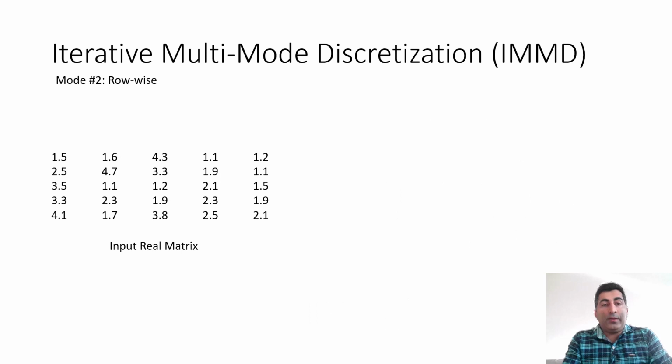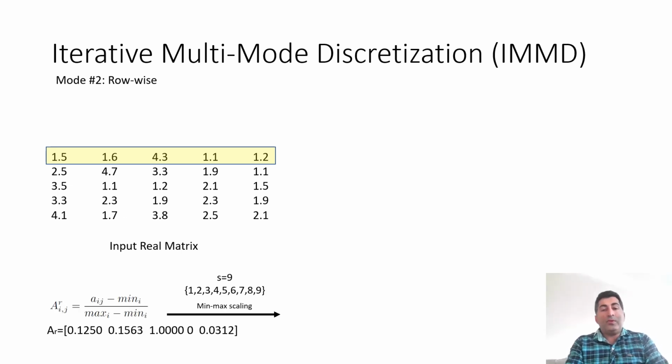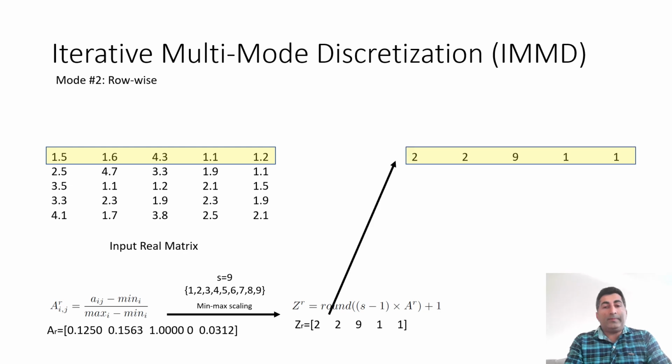In the next scenario, we do the same procedure for the row-wise. It means that we do normalization, discretization, and scaling on the rows. So we do the same procedure again with a scale of 9 in this example, and then we obtain this vector.